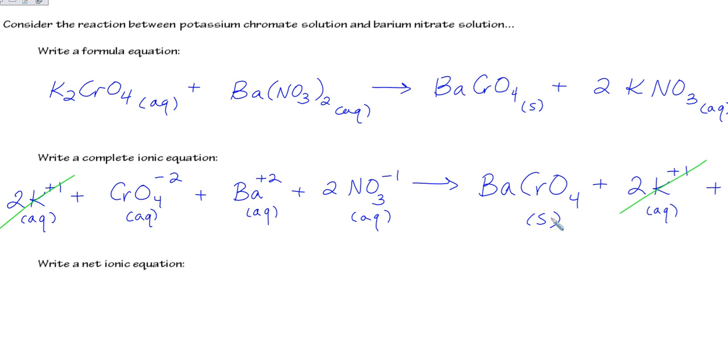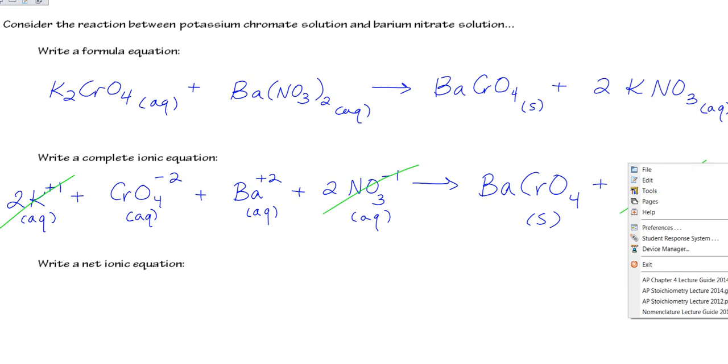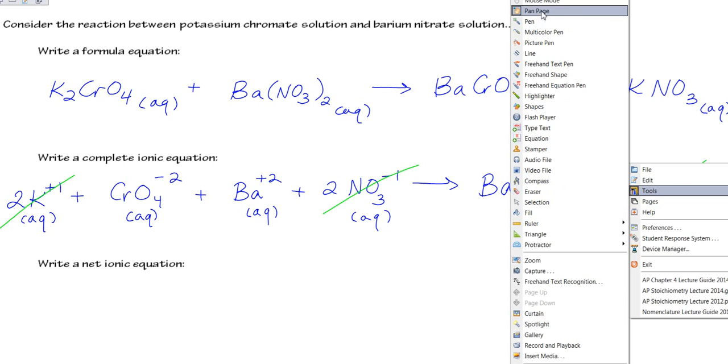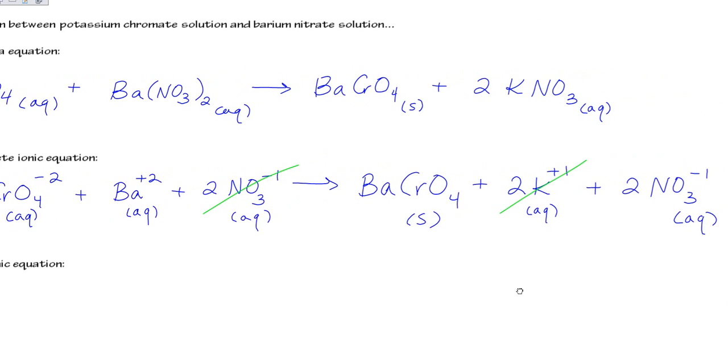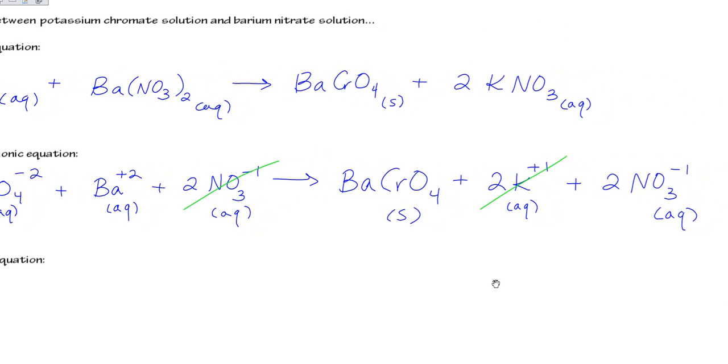But here's the other spectator, nitrate. I have 2 aqueous nitrate ions. They're hiding, but I can find them. There they are. Get rid of them. We don't need you. If you're not changing, cross them off. So honestly, I write the balanced formula equation first.